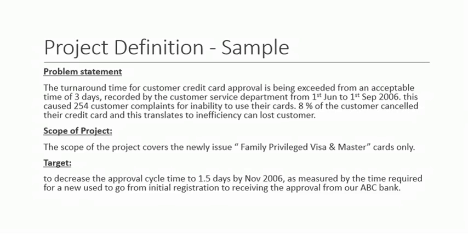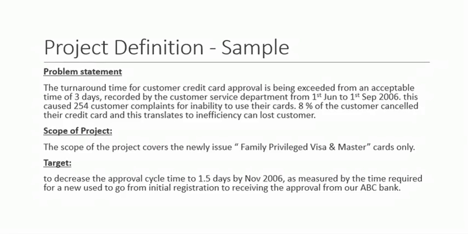The scope of the project is that it covers the newly issued family privileged and Visa and Master cards only, because the problem is generated in a certain area. So the scope is limited to the family privileged, Visa and Mastercard. The target is to decrease the approval cycle time so that the customer is not delayed and the cards are issued earlier than the required time.